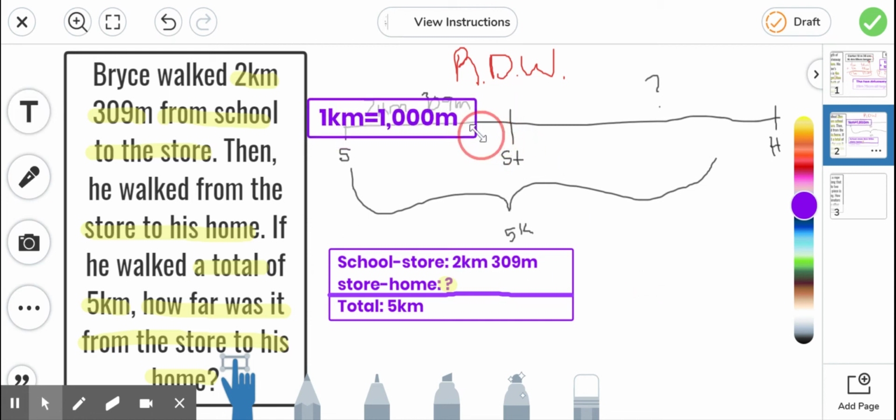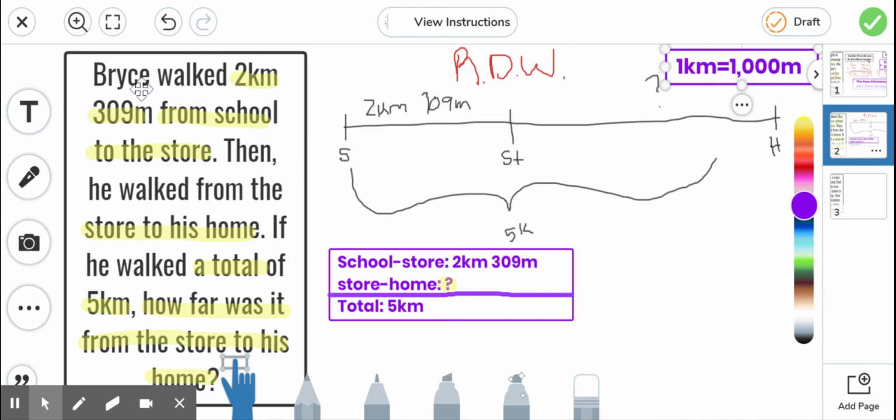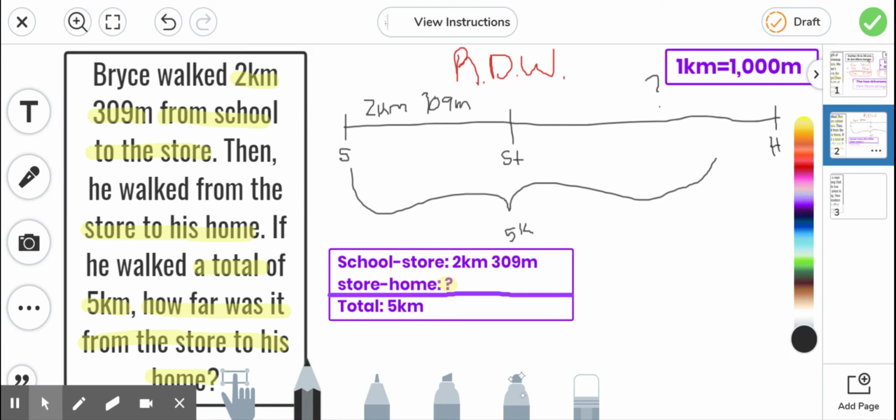If we look at our problem right now, the only measurement in meters that we have is what it says here for Bryce. We have 2 kilometers, 309 meters. So when we set up a subtraction problem, we're going to have to borrow. We need to have our larger number on top, which is this 5 kilometers. But really, I'm going to convert that so that I have some meters too. So the way that that's going to look, I guess we'll write it because that'll be easier to see.